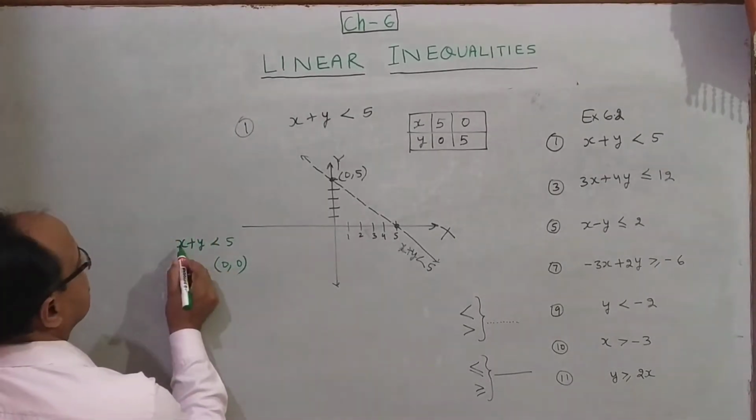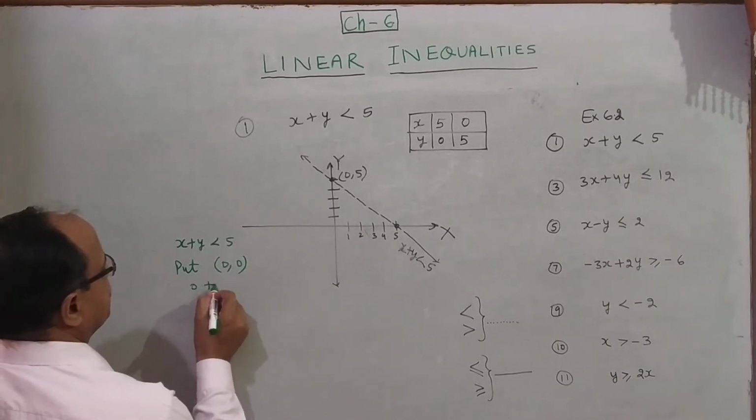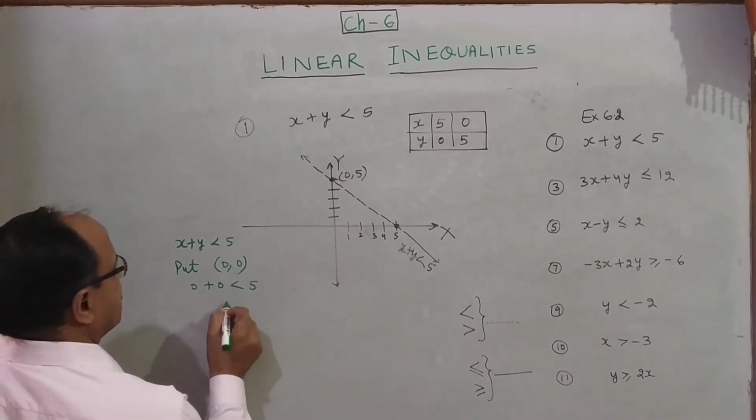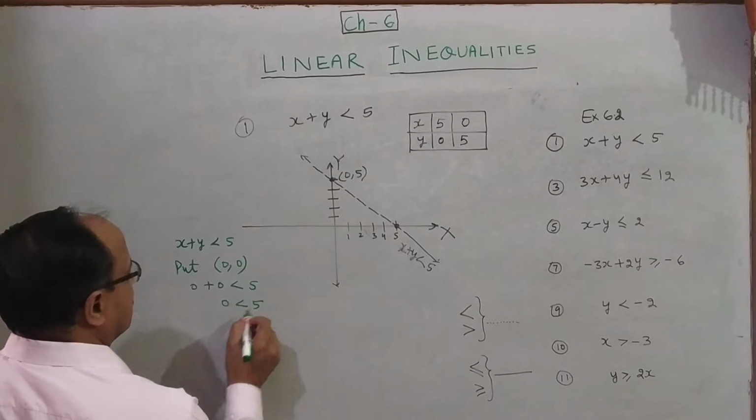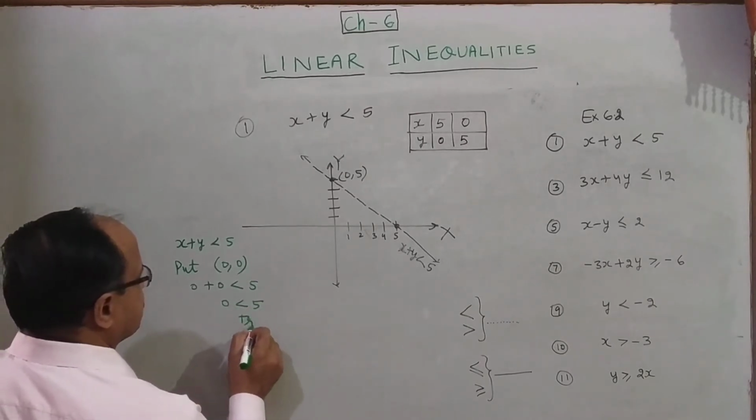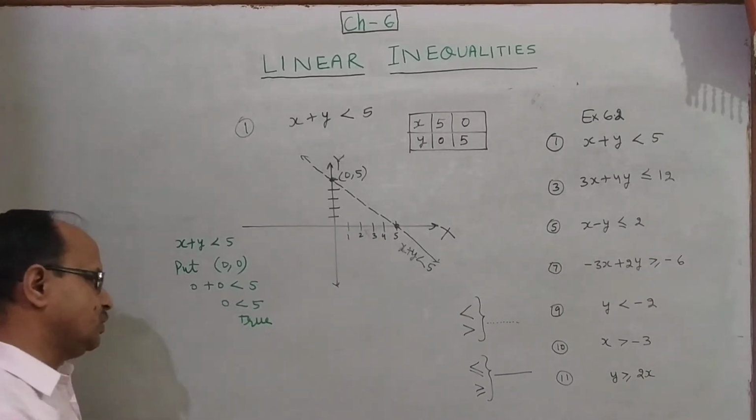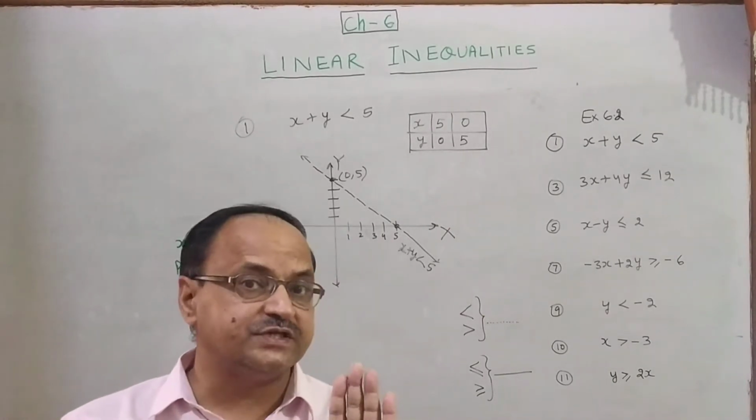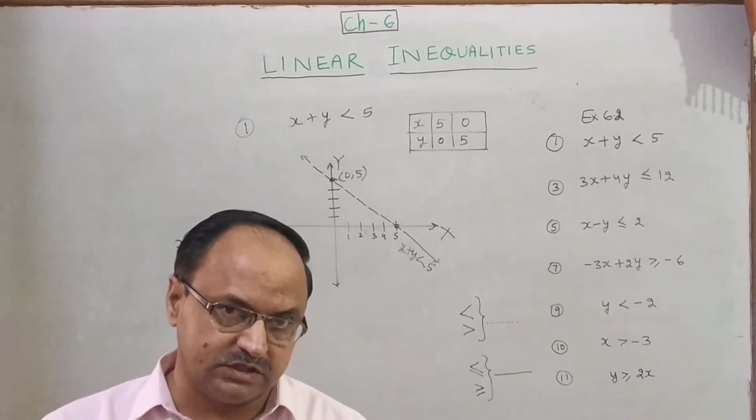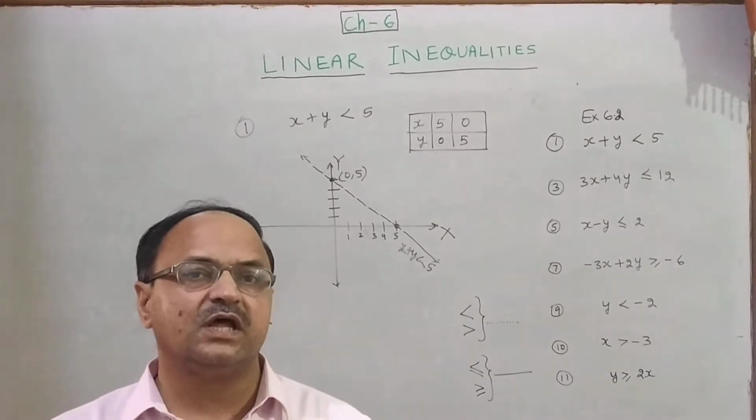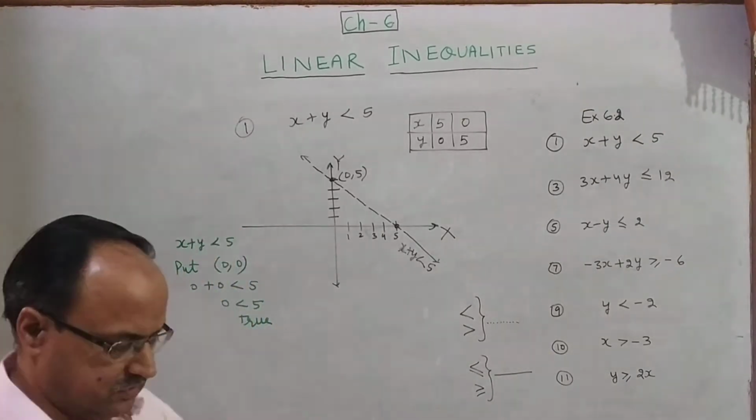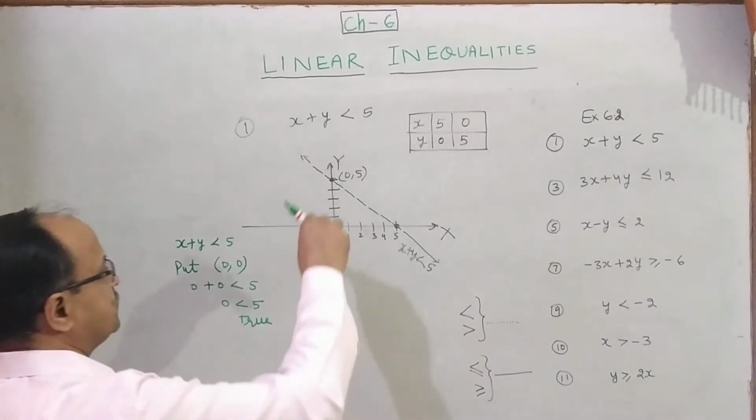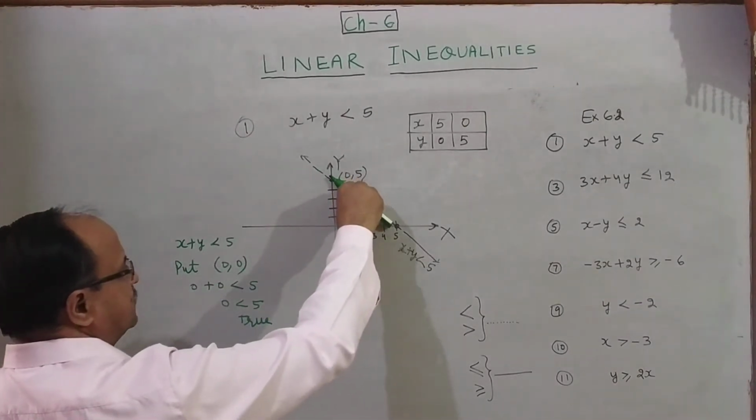Put x is equal to 0 here, y is equal to 0. So 0 plus 0 less than 5. So 0 less than 5. Is it true or false? It is true. 0 less than 5, it is true. If it is true, then towards the origin. If it is false, then away from the origin. If it is true, then the shaded portion is towards the origin.